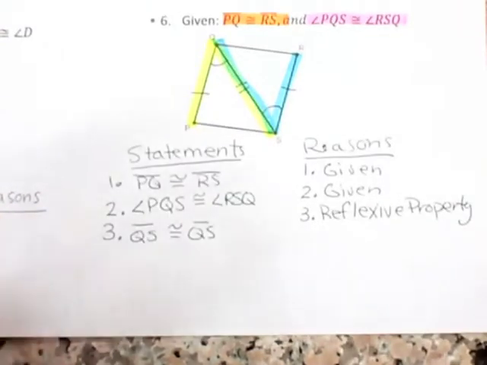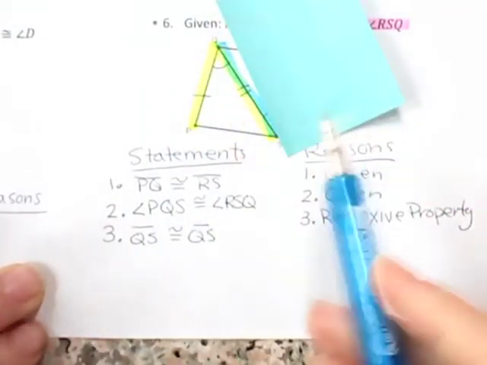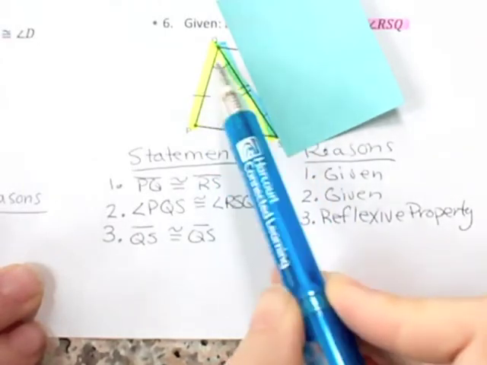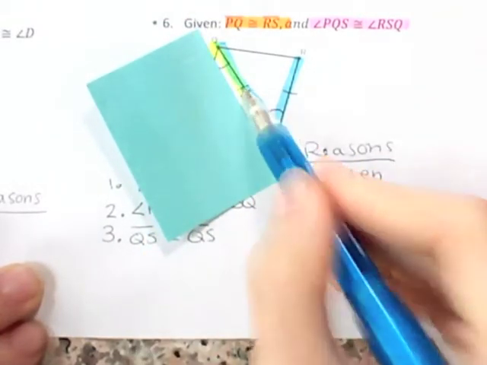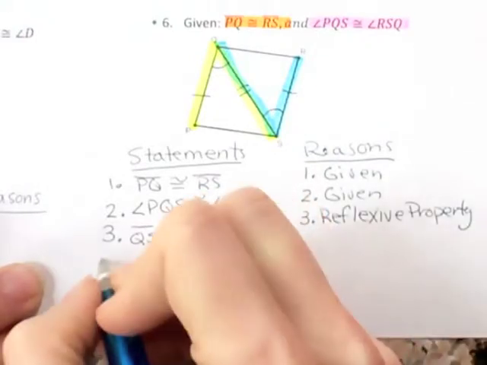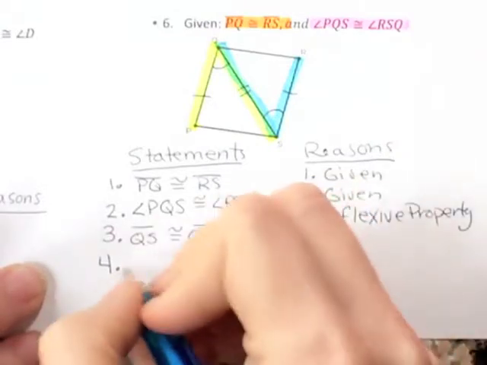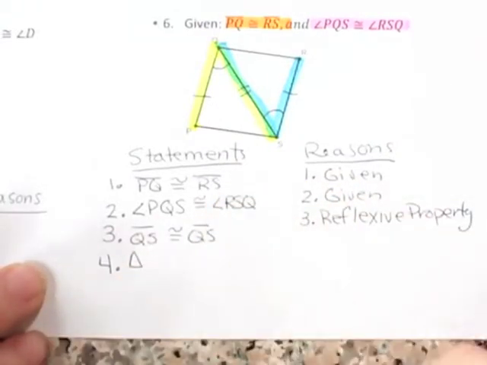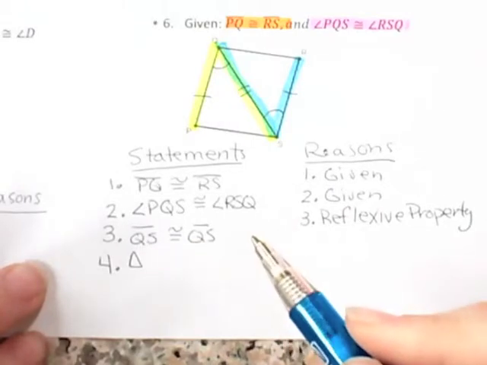Now, if we cover up one of our triangles, in this triangle we have a side and an angle and a side. And in this triangle we have a side, an angle, and a side. So we can conclude that our triangles are congruent. So step 4 is going to show that our triangles are congruent. We have to be careful at this point to make sure that we name our triangles in the correct order.